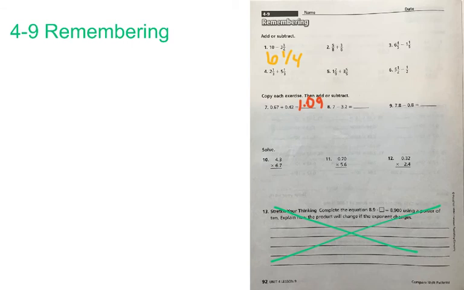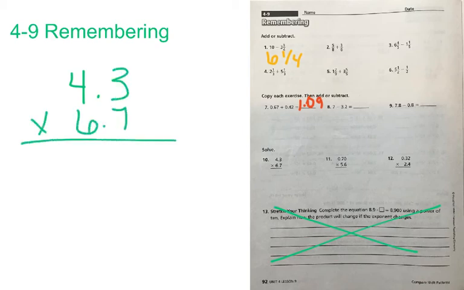Let's go ahead and do one from the next section, and this is multiplying decimals. You have number 10, you have 4.3 times 6.7. Remember, when you're multiplying decimals, you ignore the decimal in the beginning. 7 times 3 is equal to 21. Put down your 1 and carry your 2. 7 times 4 is equal to 28 plus 2 is equal to 30.